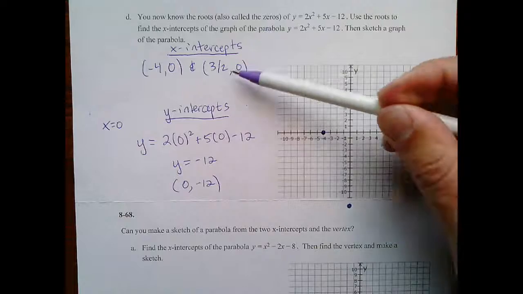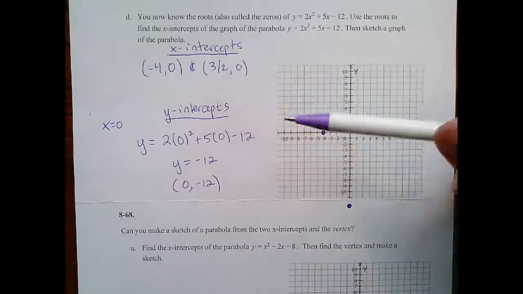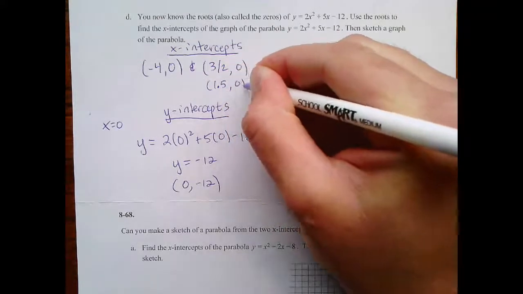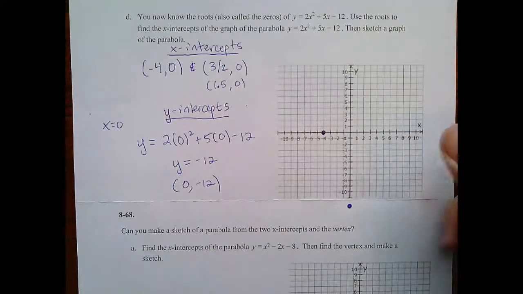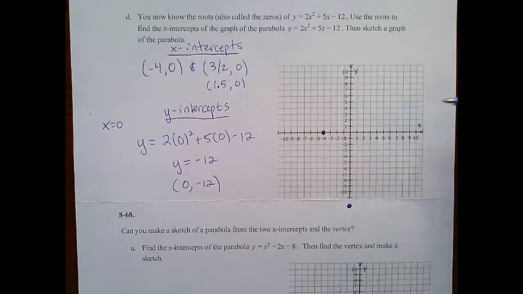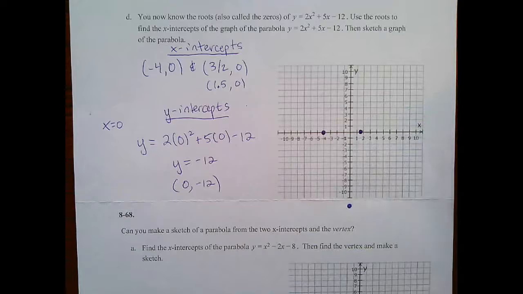Oh, this one's interesting. How about 3 halves? Where would you put 3 halves? What is 3 halves as a decimal? Well, 3 halves as a decimal is the same thing as 1.5. So this would be the same thing as 1.5 comma 0. So if I start at the origin, how far should I move and where? Well, 1.5 is positive, so I should move to the right. Where is 1.5? It's halfway between 1 and 2. Again, the y-coordinate is 0, so that means I don't need to move up or down at all. I get something like this.